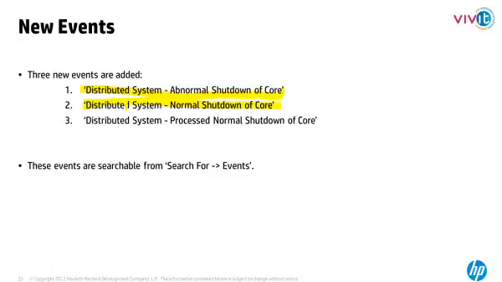The next one is, there was a normal shutdown, and there was a failover on the normal shutdown. Then we have the next event called processed normal shutdown of the core. That means the failover of the normal shutdown happened because it didn't come up after 30 minutes. And these events are searchable. Again, in our regular reporting, search for events, we can do the search for this.